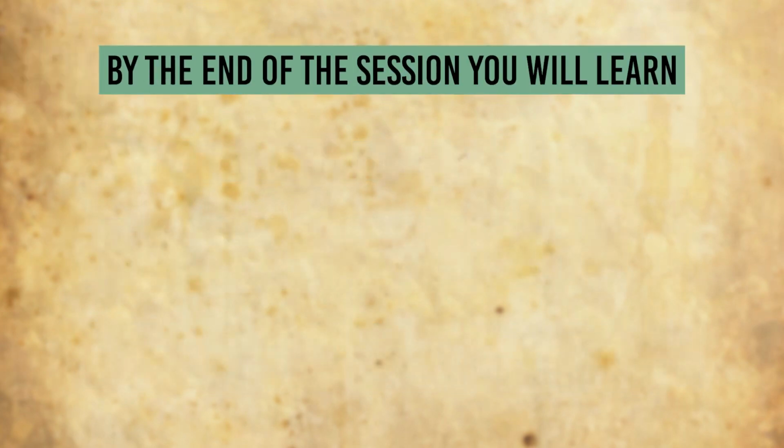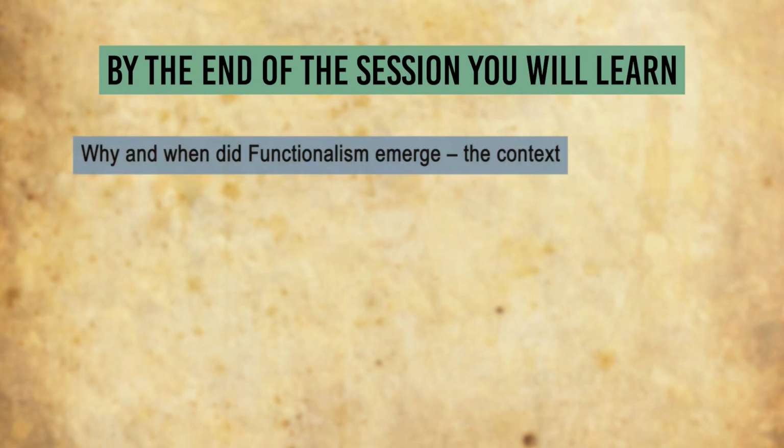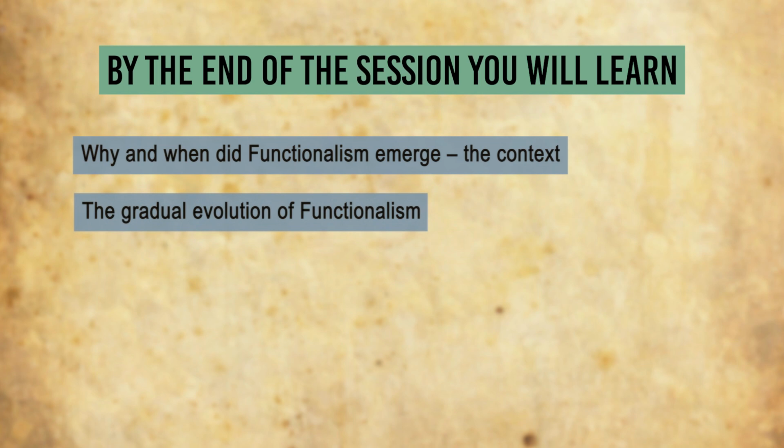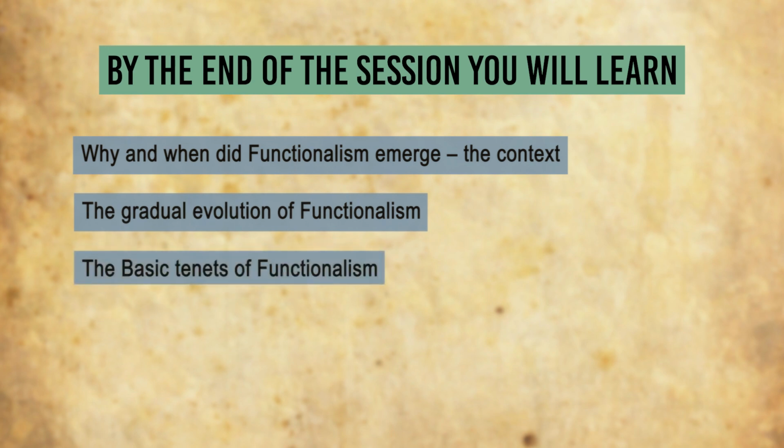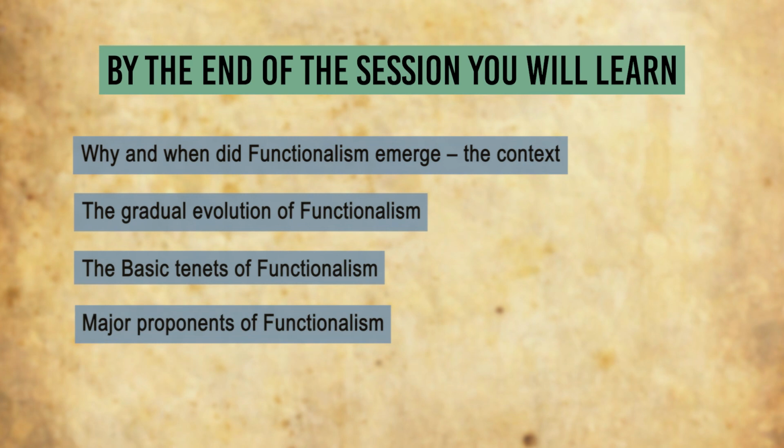By the end of this session, we would be learning why and when did functionalism emerge. So, the context of functionalism, and then how did functionalism gradually evolve? It changed over time. But how? The basic tenets of functionalism, major proponents of functionalism, and finally the criticisms. So let us start. What was the historical background like?